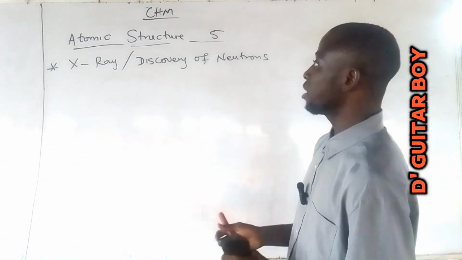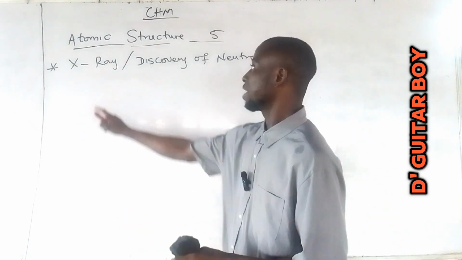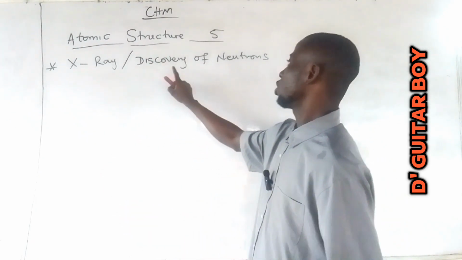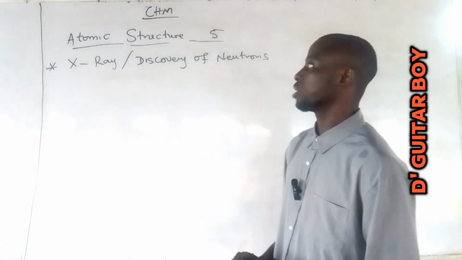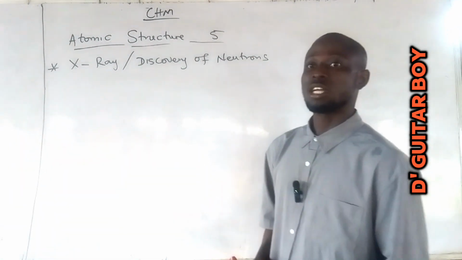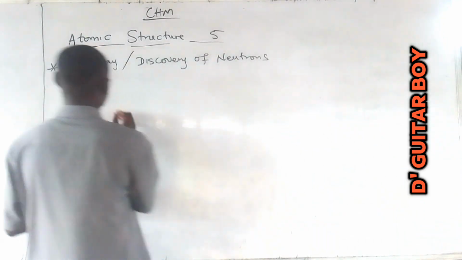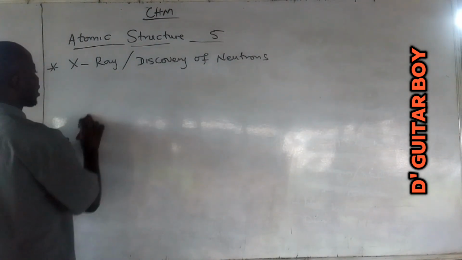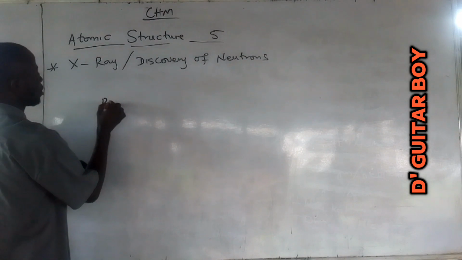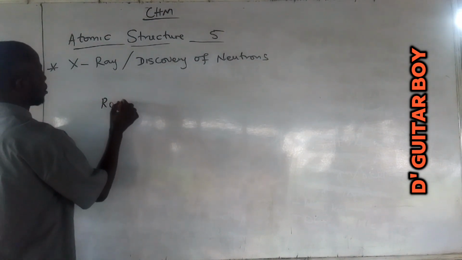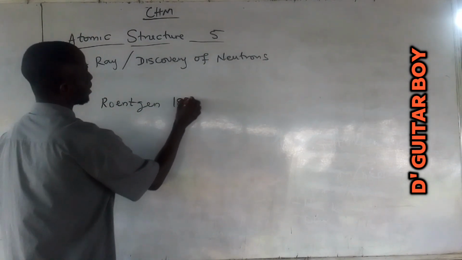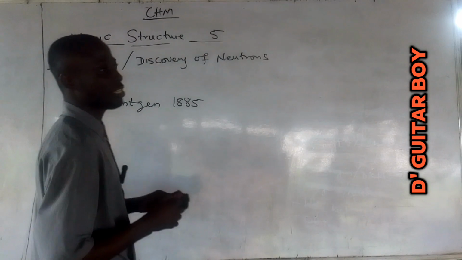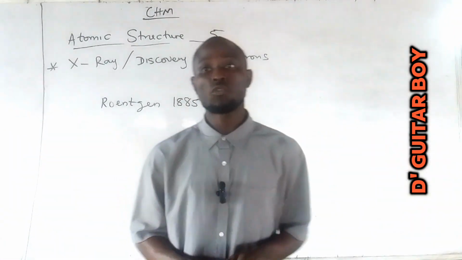So today the subtopic we are going to be talking about is X-ray, or the discovery of neutron. The person that discovered X-ray is Roentgen. Roentgen, in the year 1885, discovered X-ray.